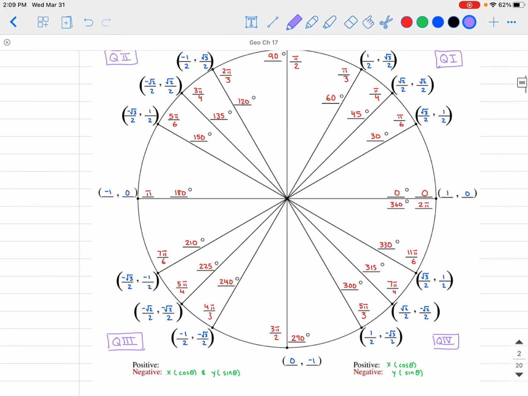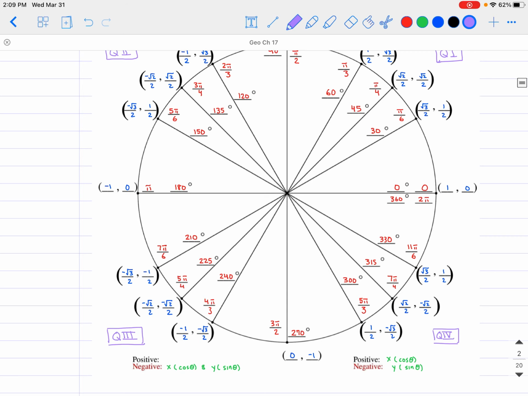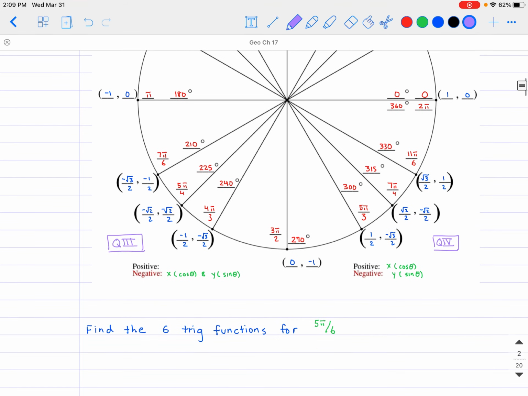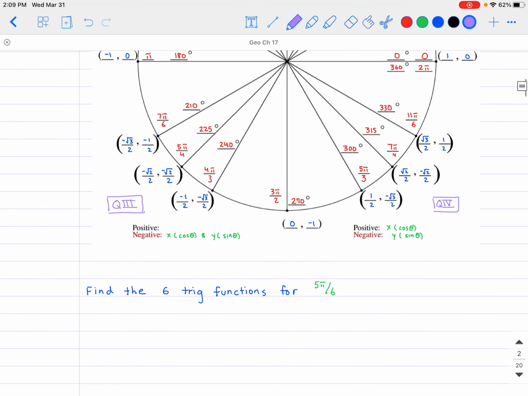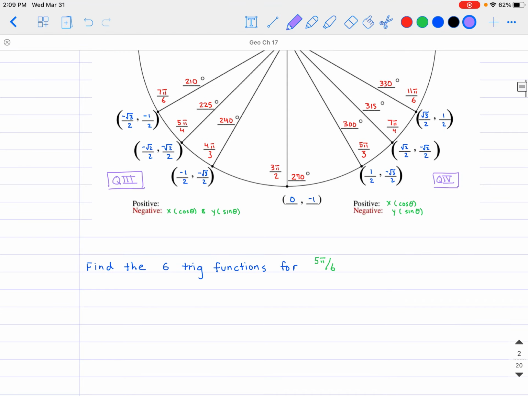Okay, so here, let's test out the unit circle so you can understand how it actually works. Let's say I want to find the 6 trig functions for 5 pi over 6. I want to find the 6 trig functions for 5 pi over 6. So the question here, let me translate what that means. If you're wondering, first of all, okay, hopefully you can know this by now.